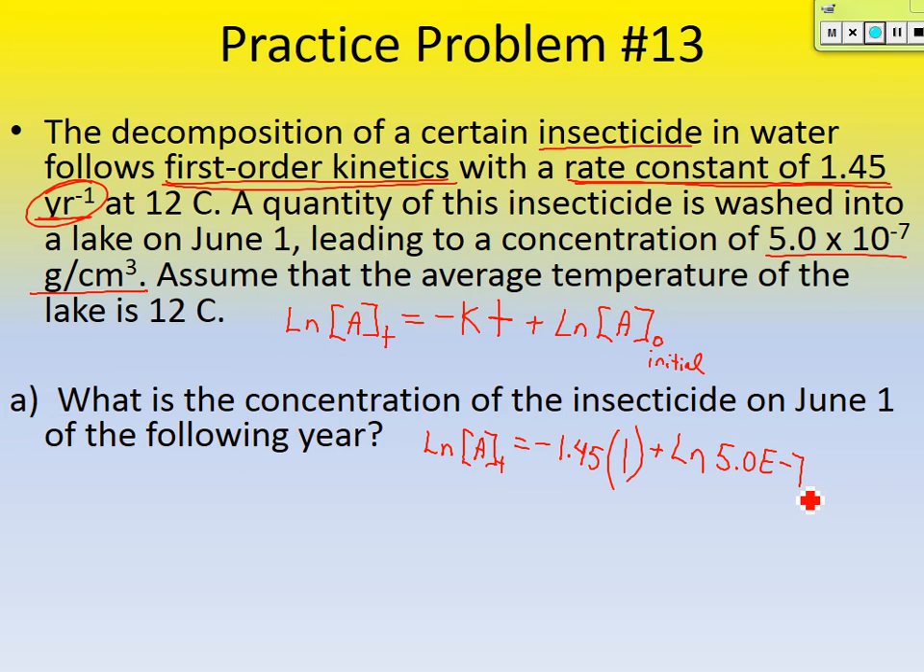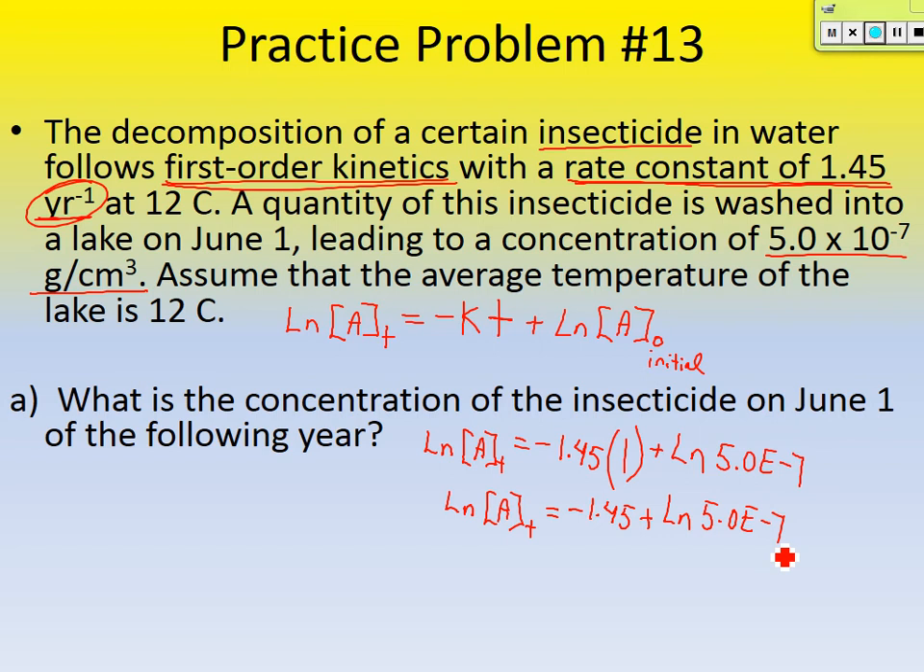Now we have an equation with one unknown, and that is the concentration of this insecticide at the end of that 1 year time period. So we're going to solve for this right here. Here's how I would do it. Let's simplify it as much as we can. We've got the natural log of the concentration of our reactant at some time is equal to minus 1.45 times 1, which is still minus 1.45, plus the natural log of 5.0 times 10 to the minus 7.